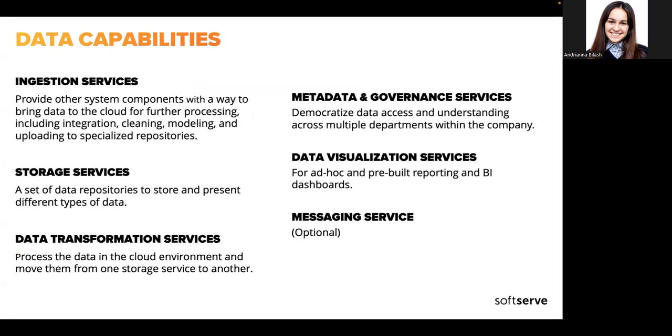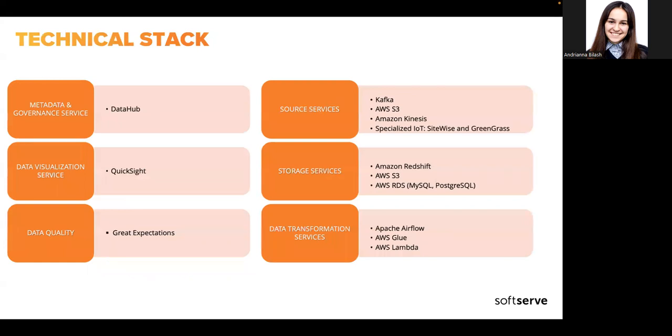Some of the technical capabilities they required were being able to ingest the data, store it, and transform the data. But one of the most important capabilities was metadata management and governance. And I will show you which architecture was used to build this kind of solution. The technical stack was mostly AWS and DataHub, and Great Expectations was introduced as a data governance layer on top of the main technical stack.